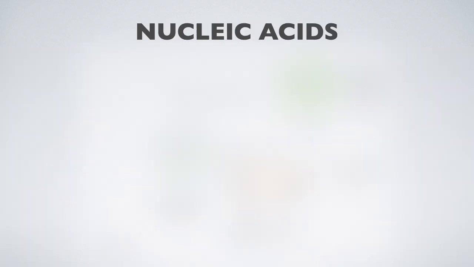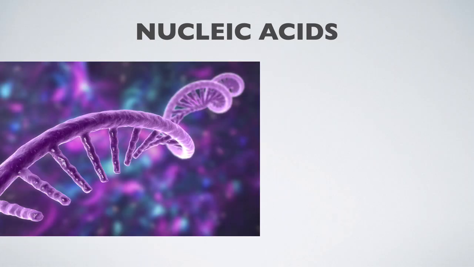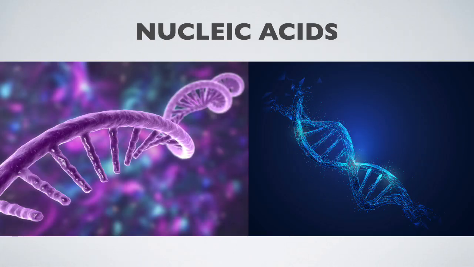Nucleic acids are complex, nitrogen-based molecules hooked together in long strings. They are made up of nucleotides, which have a phosphate group, a sugar group, and a nitrogen group. The 2 most famous nucleic acids are ribonucleic acid and deoxyribonucleic acid, or as we commonly call them, RNA and DNA.